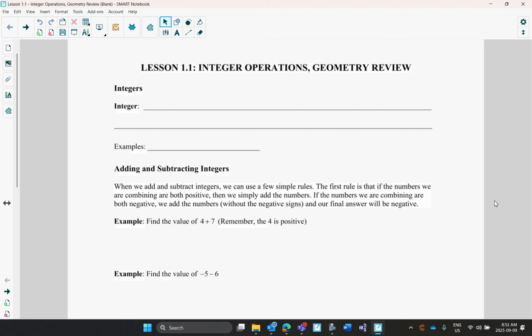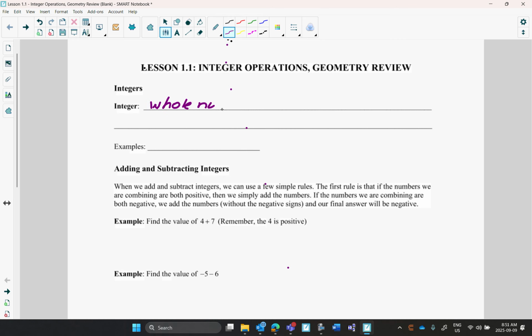But anyway, let's start with something called integers. That's a fancy name. What's an integer? A whole number that is positive or negative. Okay, whole number that's positive or negative. Perfect. So whole number means it doesn't have a fraction or decimal. Those are different; we call those different numbers. And it is positive or negative.